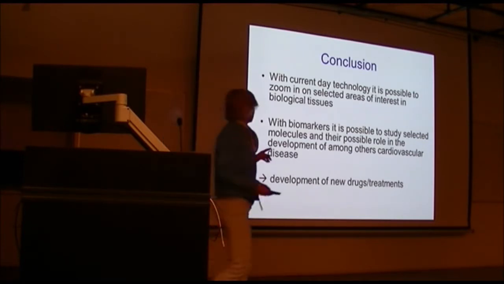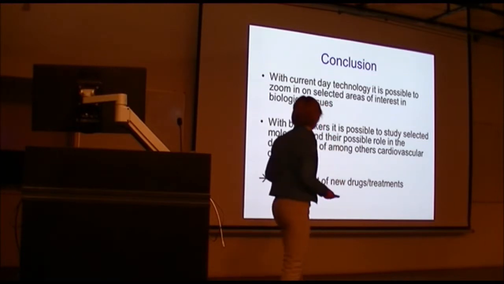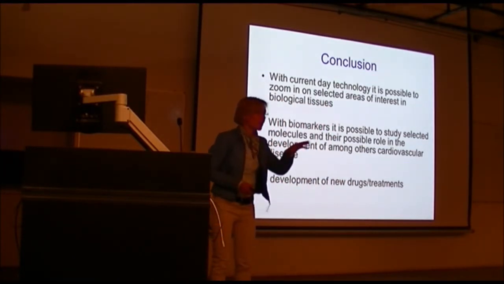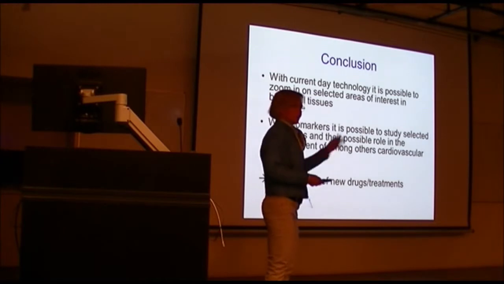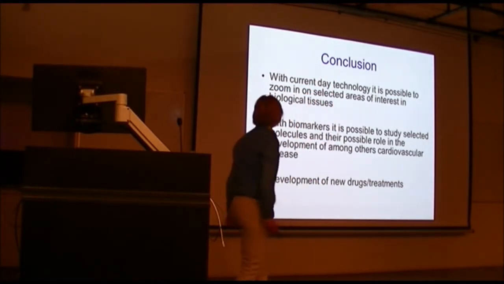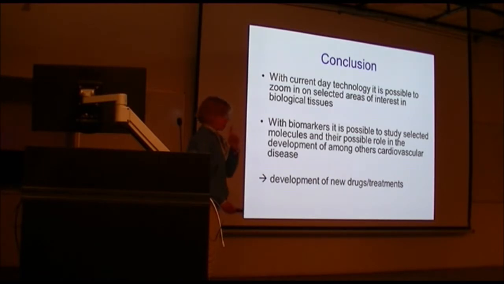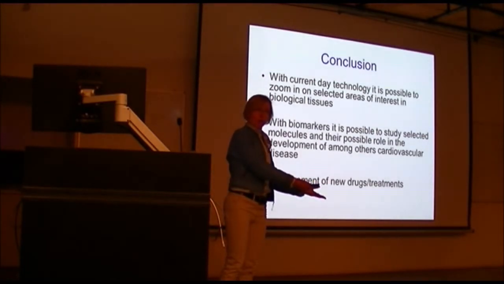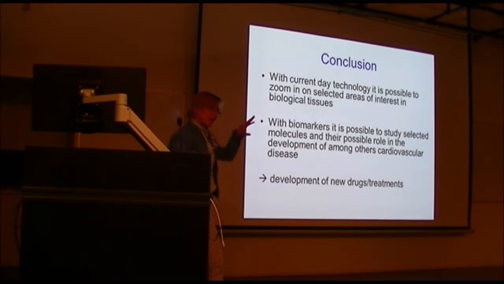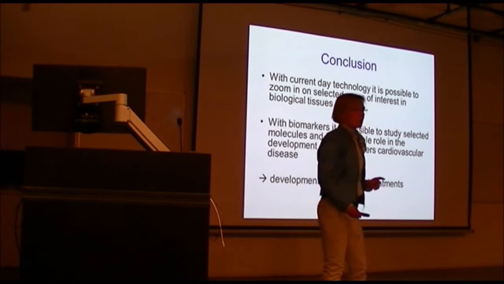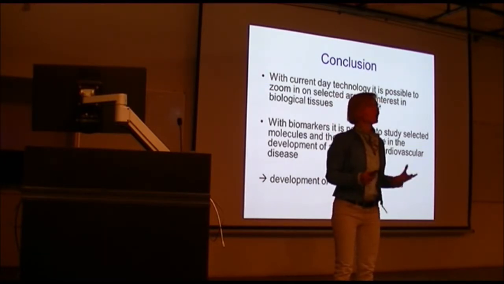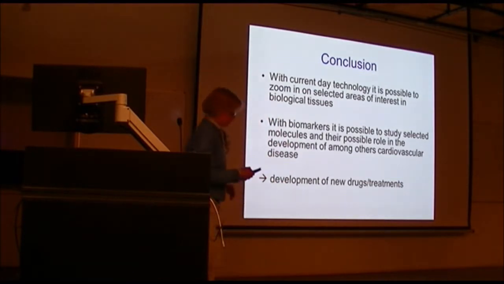With current day technology, it's possible to zoom in on selected areas of interest in biological tissues. If you like, you can use another tissue. I think the vessel wall is fine. With biomarkers, this gold thing which labels the proteins, it's possible to study selected molecules and their possible role in the development of, among others, cardiovascular disease. You can also study other diseases. And with that knowledge, we can use it to develop new drugs and treatments. So that's the message I want to give. I think the electron microscope brings a lot of valuable knowledge and technology into our study in biology.